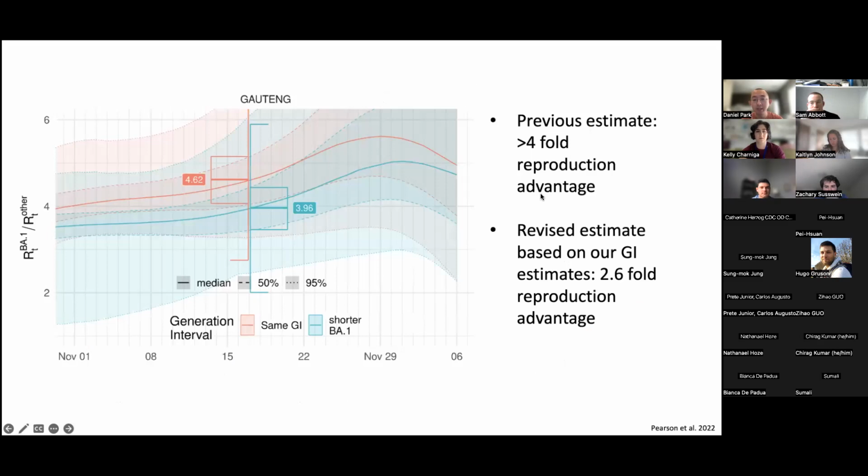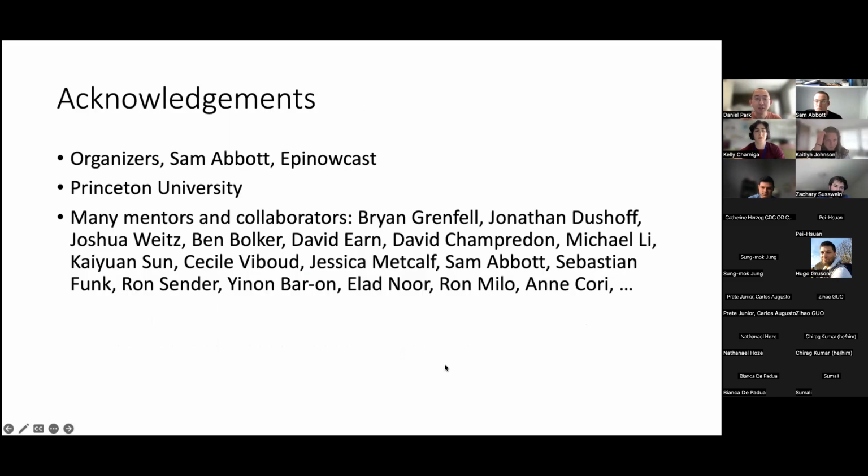And then we take these new generation interval distributions and try to estimate the advantage of the Omicron variant. Previously, from South Africa, it was estimated that there's a fourfold reproduction advantage of the Omicron variant. But if we take the revised estimate, we get something like 2.6, which is far lower than the previous estimates. And I'm not saying that 2.6 is more realistic than 4. All I'm saying is that differences in generation interval estimates, and using new generation interval estimates, are going to hugely influence what you get out for estimates of these variants' transmissibility and transmission advantages.